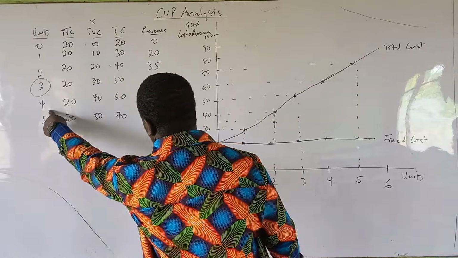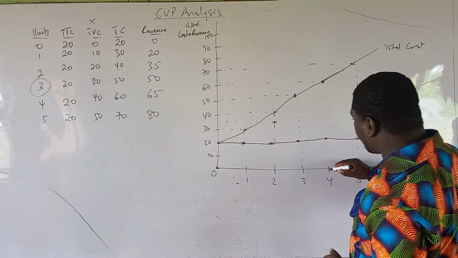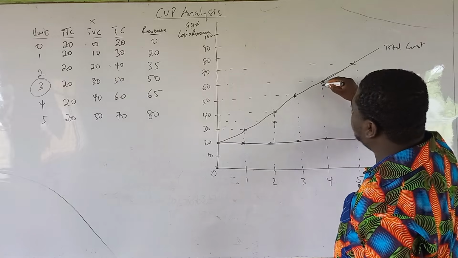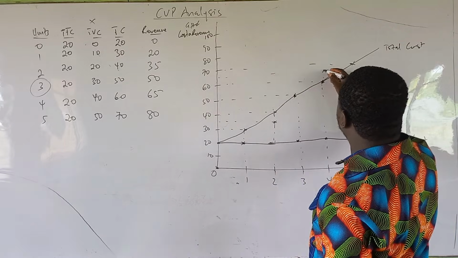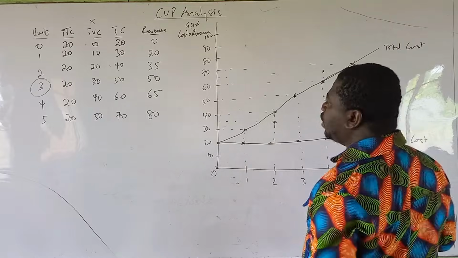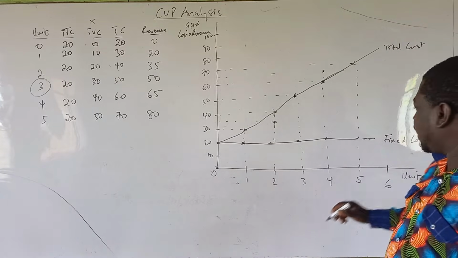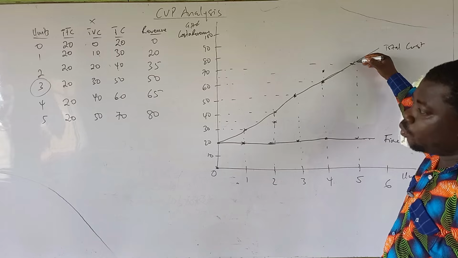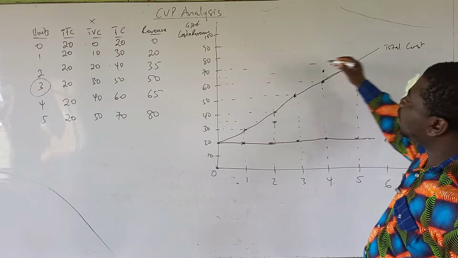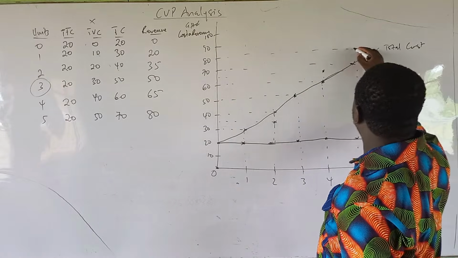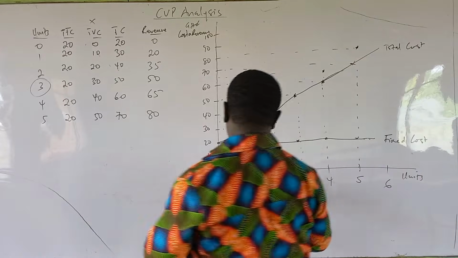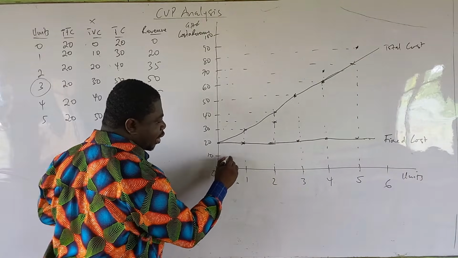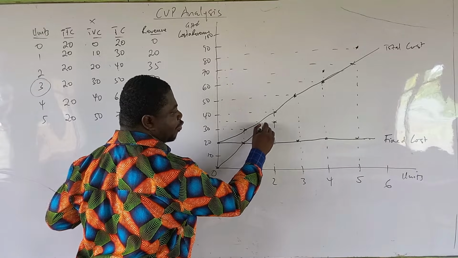Then at unit 4, 65. So we trace 4 up towards 65. And 65 is somewhere in between the 60 and 70. And then finally, at 5 units, we trace it up to 80. So we can trace it, and then we get our 80 somewhere here. So let us begin to join the points again and see with free hands.